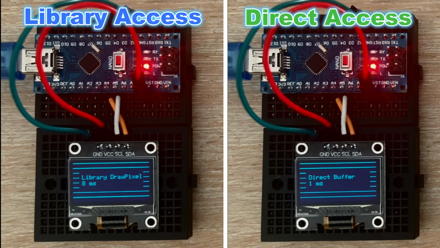Ladies and gentlemen, we have the official results. With a speed roughly 8 times faster, the winner, direct access! Sorry for this. I was playing with Gemini AI and I just couldn't help it. But the verdict still stands. The direct access to the buffer is 8 times faster than doing it through library methods.